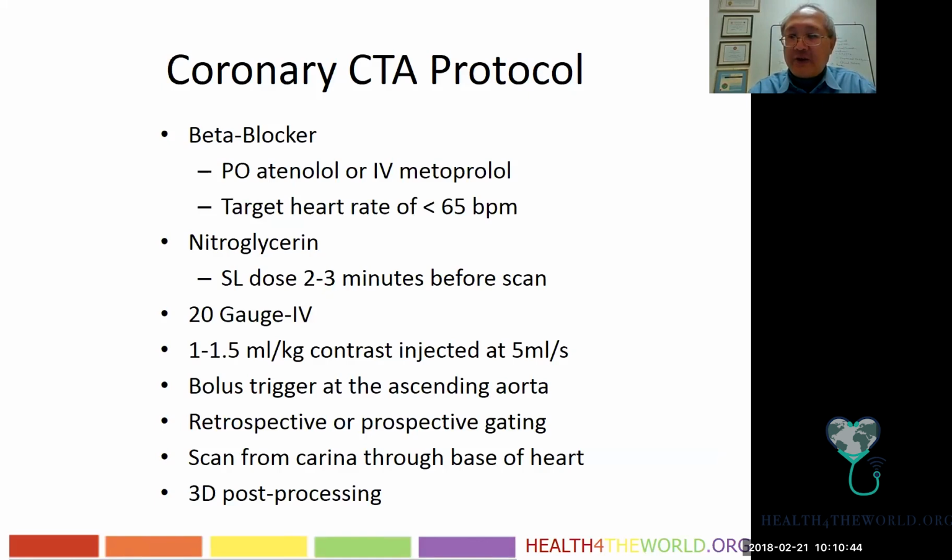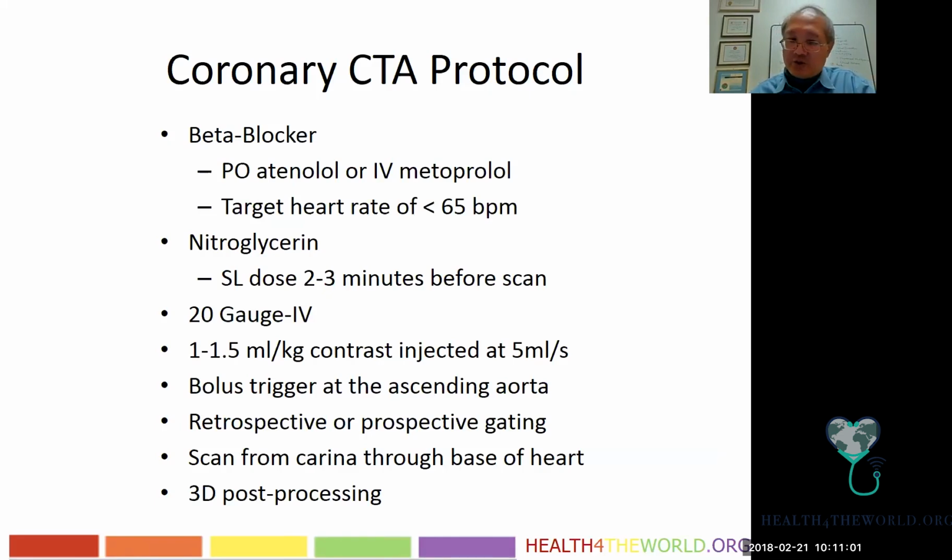Typically, a patient will need a 20 gauge well-secured IV because we'll be injecting at high rates of 5 milliliters per second. Then, during contrast administration, we'll monitor, typically at the ascending aorta. When the contrast arrives, that's when we trigger the scan.